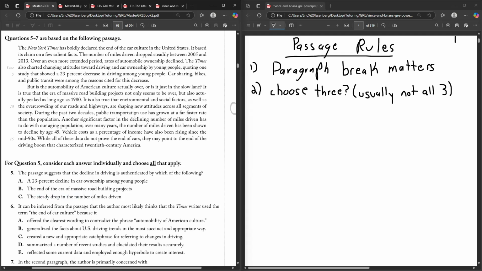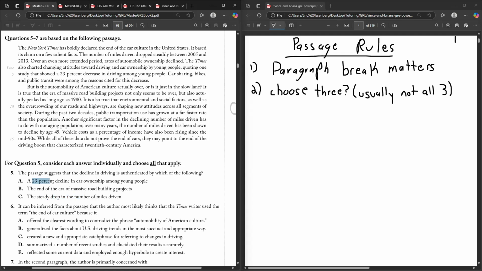And C is talked about. They bring it up right here, where there's a decline in the number of miles driven, and the end of the massive road building projects, and B also happens. It says here, it's true that it's the end of the massive road building projects. And not only that, they peaked long ago. So B and C are proven to be correct.